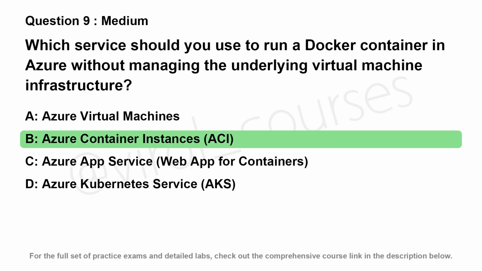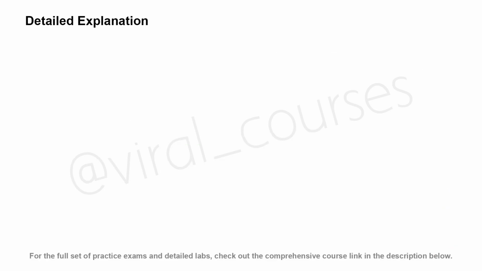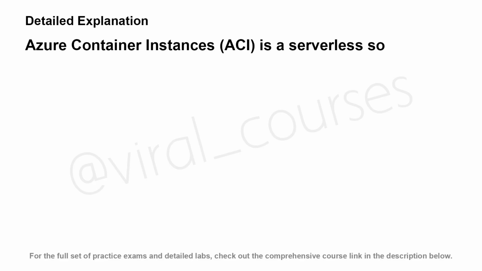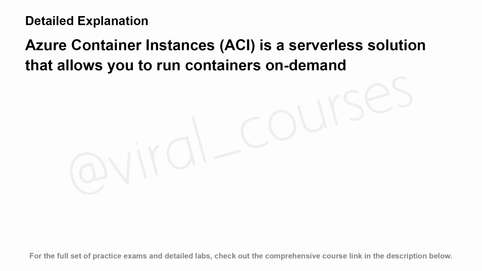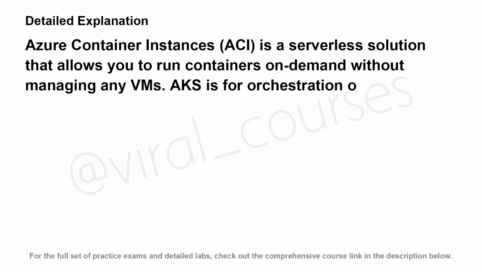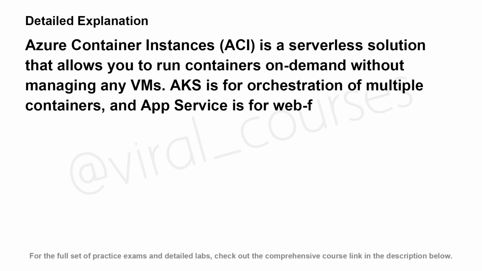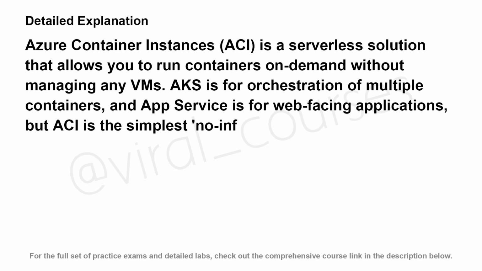The correct answer is B. Azure Container Instances, ACI, is a serverless solution that allows you to run containers on demand without managing any VMs. AKS is for orchestration of multiple containers, and App Service is for web-facing applications. But ACI is the simplest, no-infra, container solution.